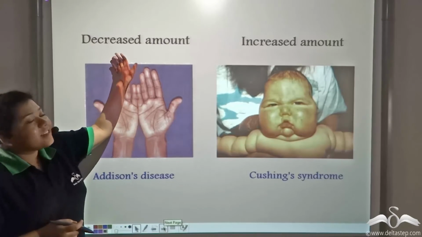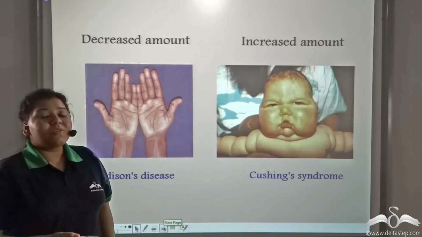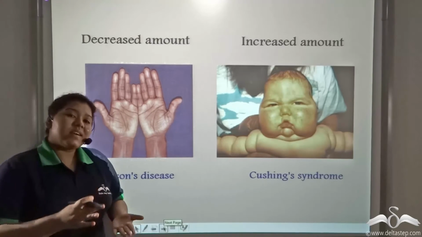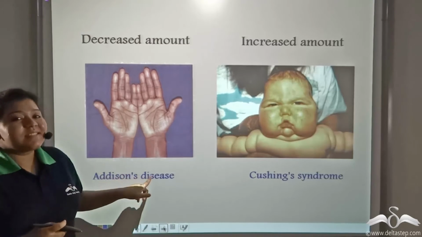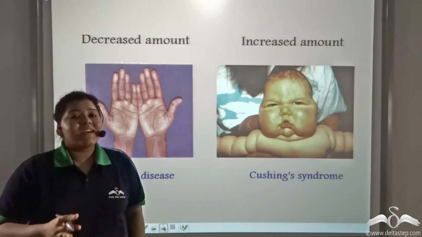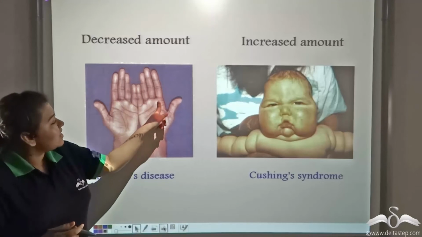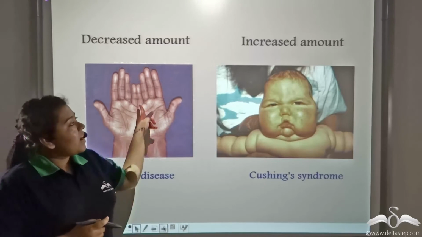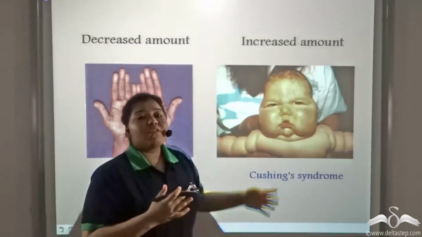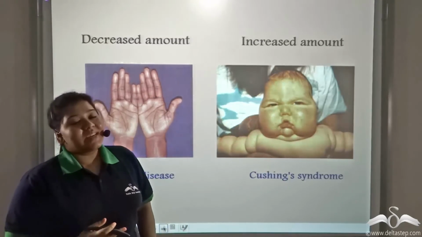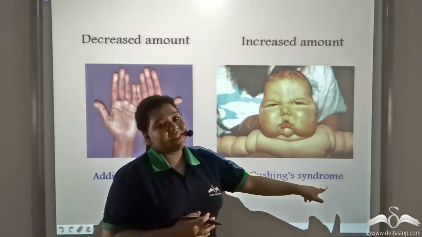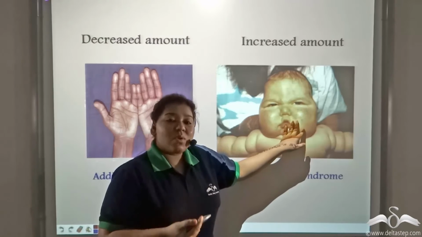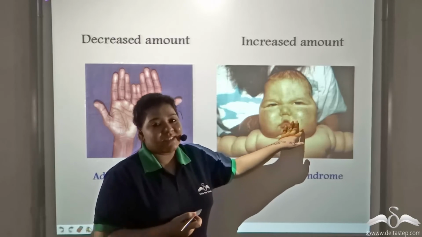Now, decreased amount of these hormones, glucocorticoid and mineralocorticoid, causes a disease known as Addison's disease, which is characterized by pigmentation in the hands, face, and the neck, and increased amount of these hormones in the body leads to Cushing's syndrome when the face becomes moon-shaped, and there is also mental retardation.